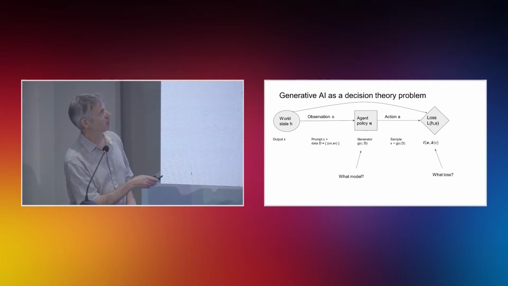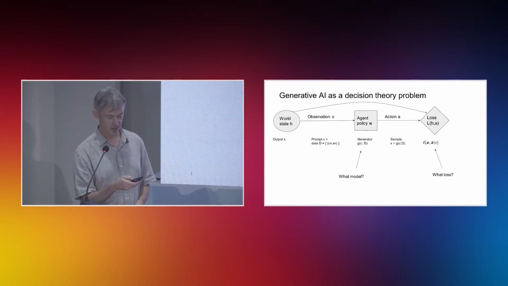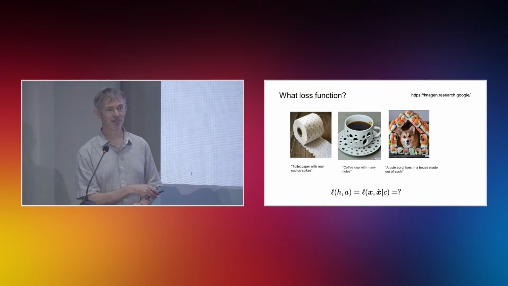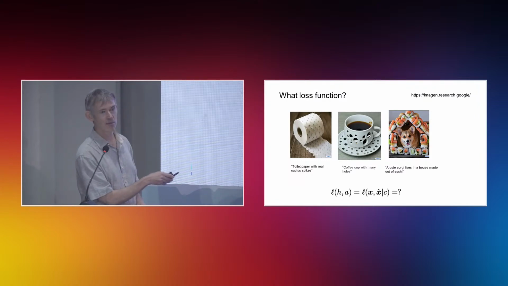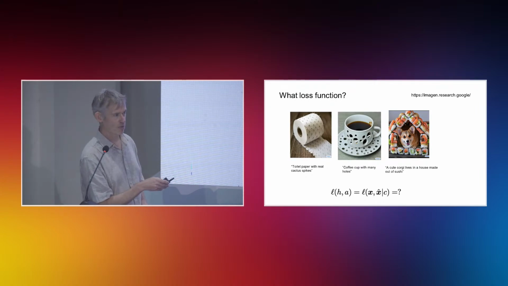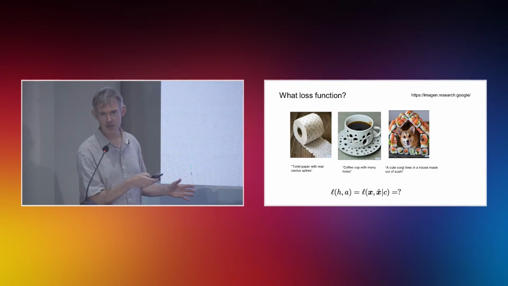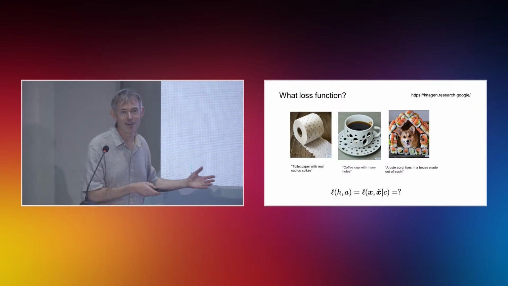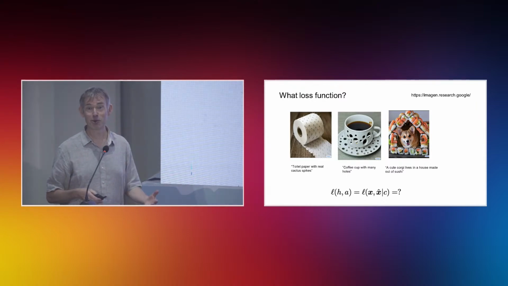So let's consider text-image generation, right? I give you a prompt, "toilet paper with real cactus spikes," and you get this out. How was this done? This was done using the Imagen system, which is a system from Google that I'll explain in a few minutes. But there are lots of other systems that do things like this. So you get this out, and what's the loss? I don't know. It's pretty good to me. I mean, it's super cool, actually.